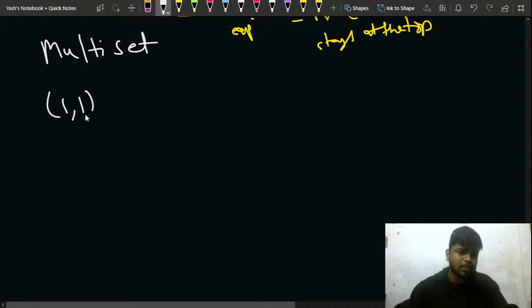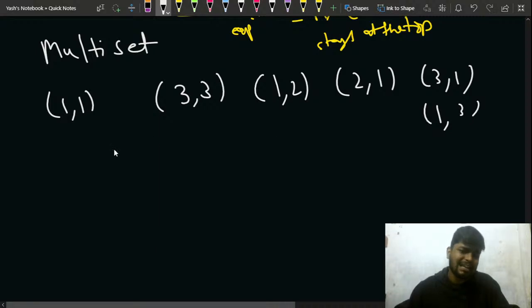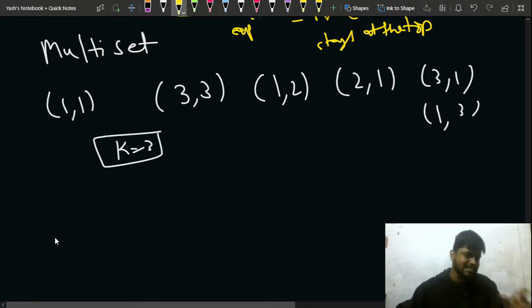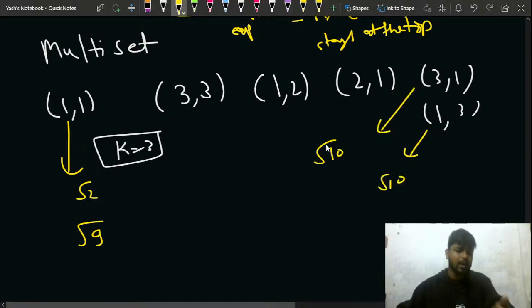So let's say this is point 1 comma 1, this is point 3 comma 3, then you have a point 1 comma 2, a point 2 comma 1, a point 3 comma 1, and a point 1 comma 3. And let's say you have to find the k closest with k equal to 3. So you will be inserting. Let's suppose the distance for this is under root 2, the distance for this is root 9, the distance for this point is under root of 10, and the distance for this point is also under root of 10, but these are two unique points.